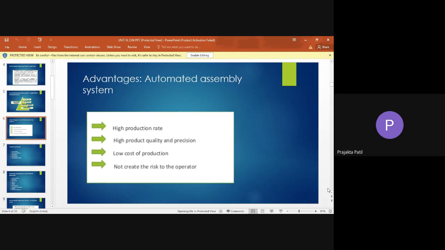So we have these advantages of automated assembly systems. One is it gives you high production rate, high product quality and precision, low cost of production, and does not create risk to the operator. Of course, if you're having an automated system, one of the advantages is safety to the laborers, right? So you're not creating any risk to the operator. And these points we are very well aware of and have already been discussing many times. There will be a high production rate, high product quality and precision, accuracy also. Then there will be a low cost of production. As I said, the unit cost that we are talking about will be less.